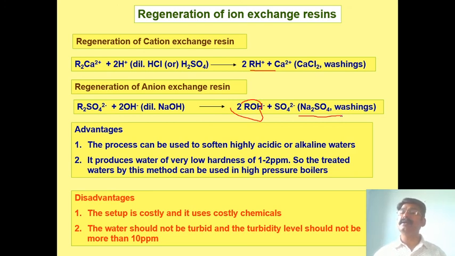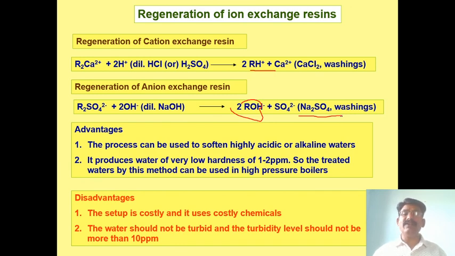And sometimes they may ask you uses, advantages and disadvantages. Advantages: this process can be used for the softening of highly acidic water or highly basic water. This is the more important point. Acidic water or basic water can be softened by the ion exchange resin. This also produces water of very low hardness, 1 to 2 ppm, so the water treated by this method can be used in high pressure boilers and in industrial use.